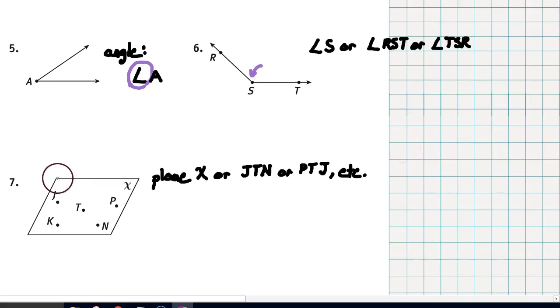Number 7, here is a parallelogram shape, but the reason for the parallelogram shape is to show a plane, which is an infinitely large flat surface. We could name this plane X, where you use this kind of fancy capital letter to name the plane, or you can name it using 3 points that are on the plane if the points are not in a straight line. So it could be called plane JTN or plane PTJ, etc.